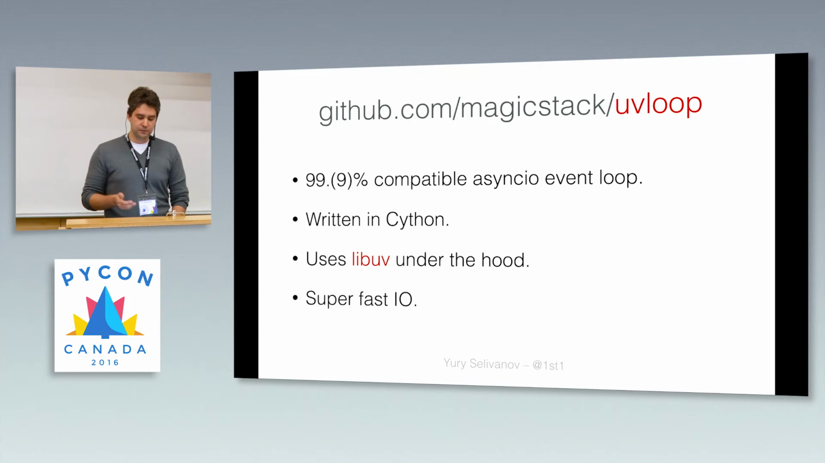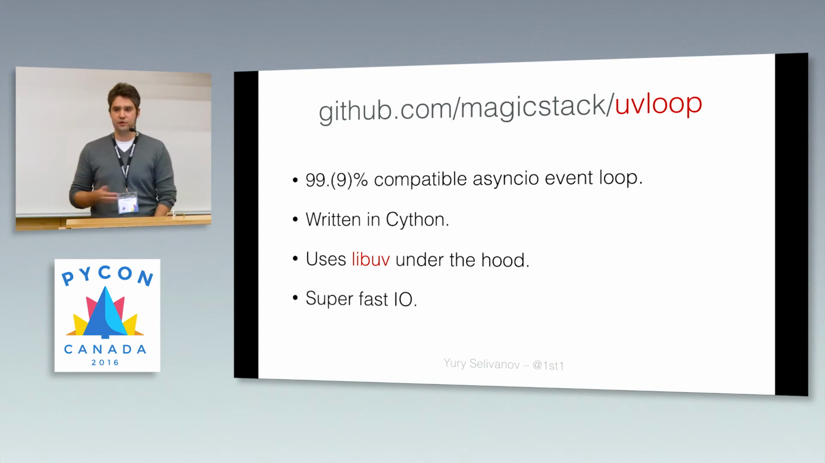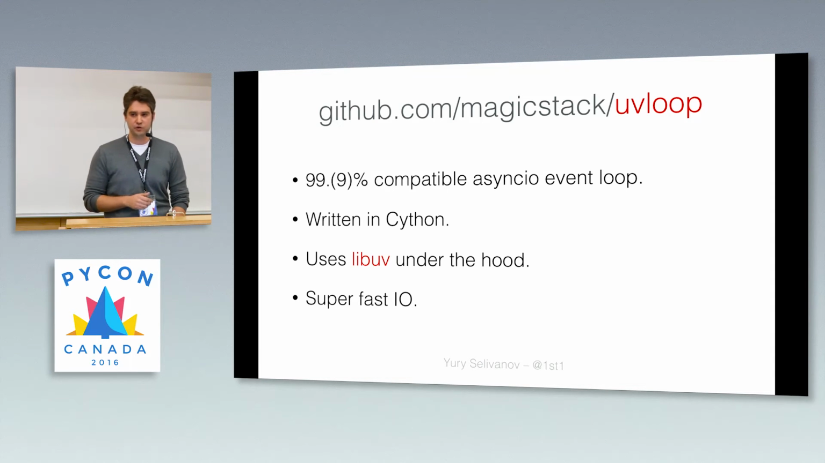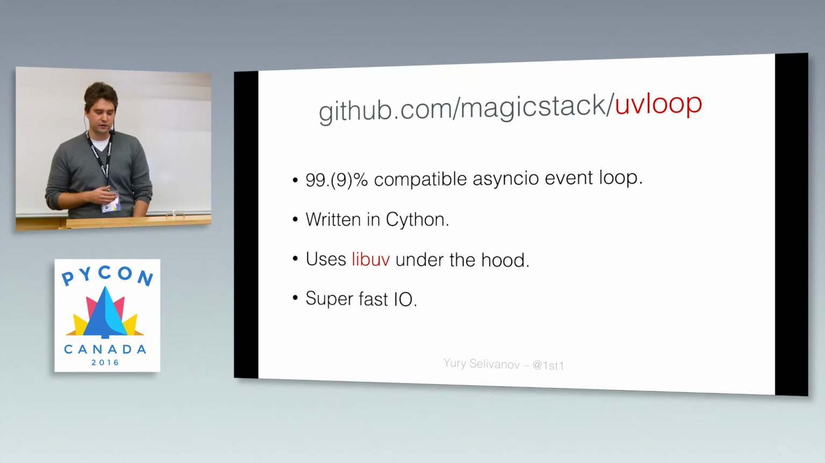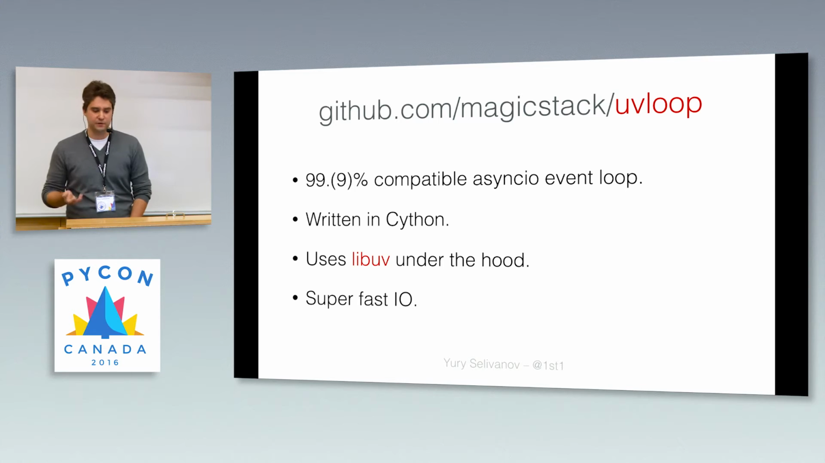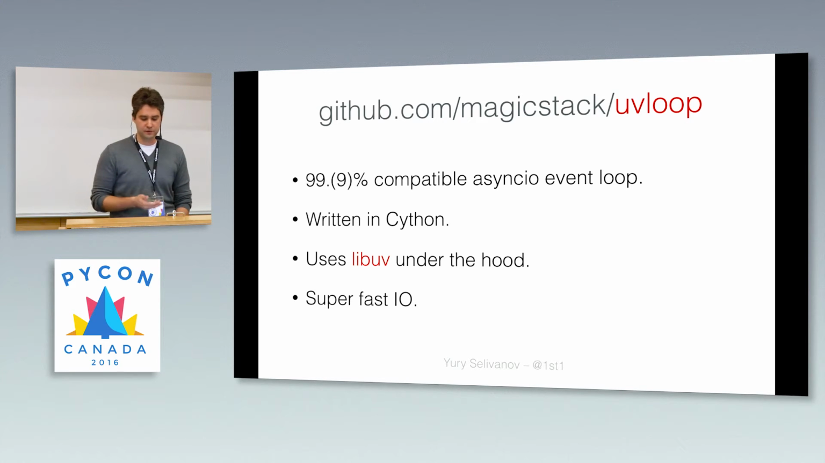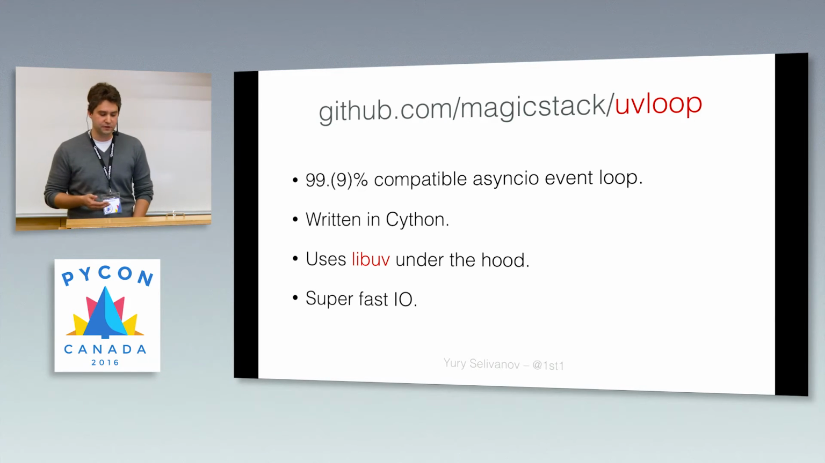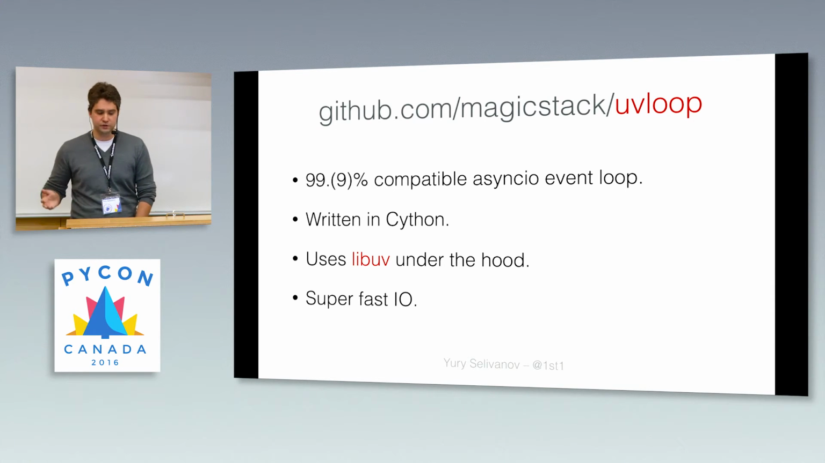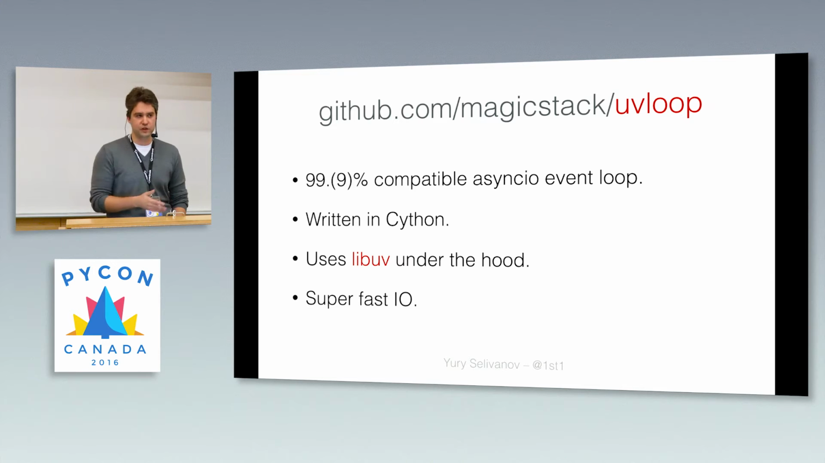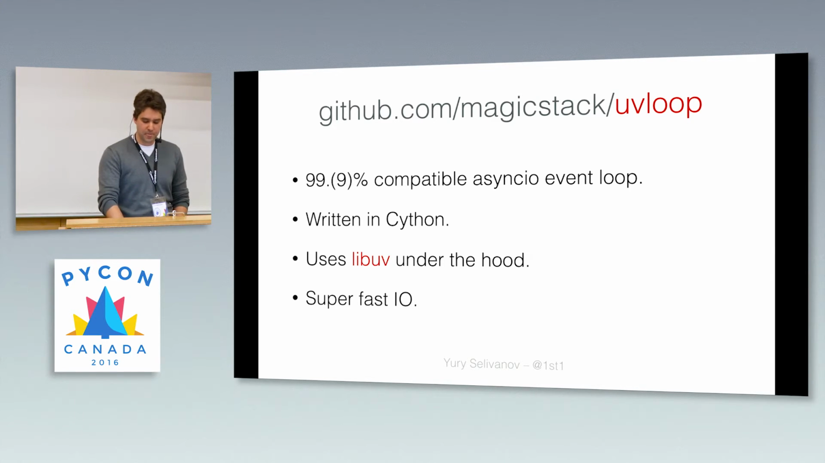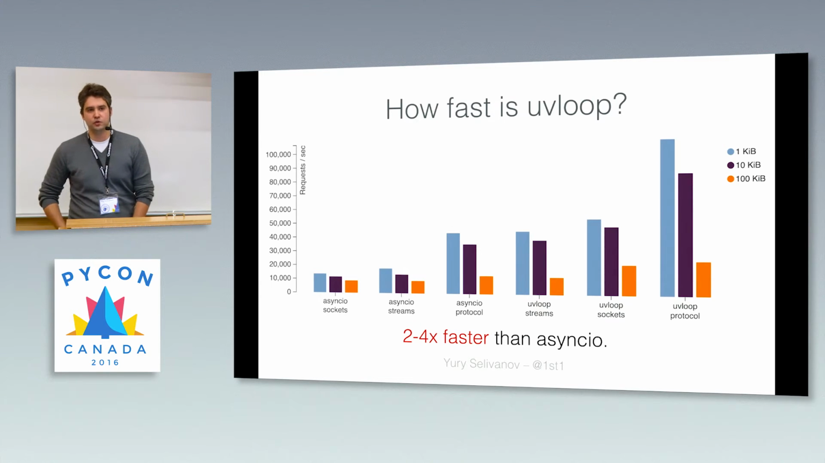uvloop uses the libuv library under the hood. libuv is what drives Node.js. That's a cross-platform asynchronous I/O library developed for Node, used by Node. It's rock solid and it's fast. A lot of people invested a lot of resources to make libuv stable and good. So naturally, uvloop has super fast I/O because it uses only libuv. We don't even use the Python standard socket module. Everything is done in libuv. So how fast is uvloop?